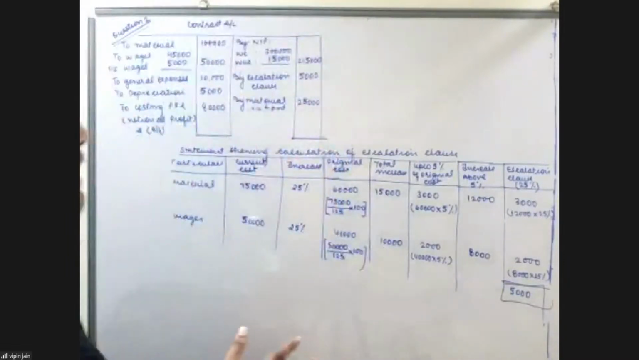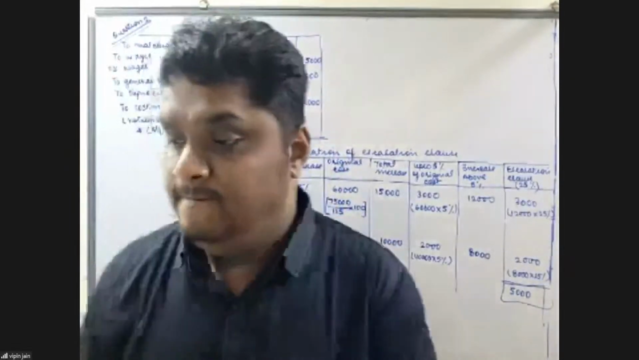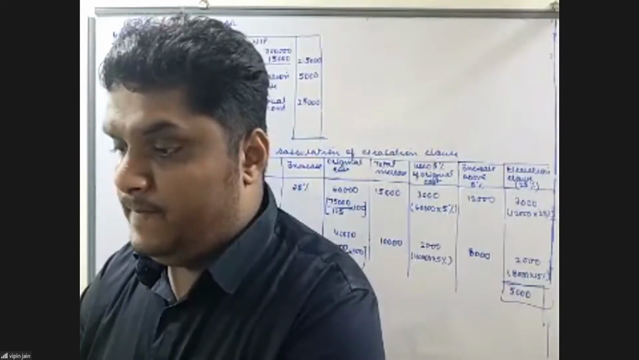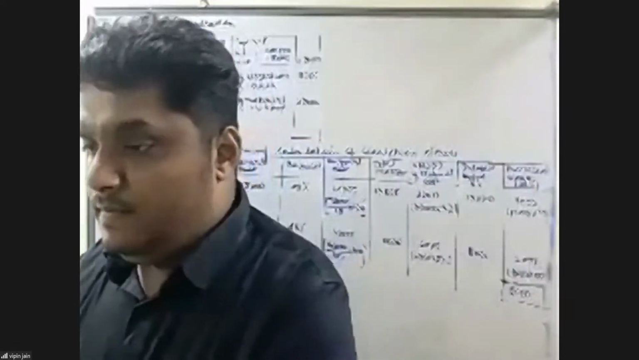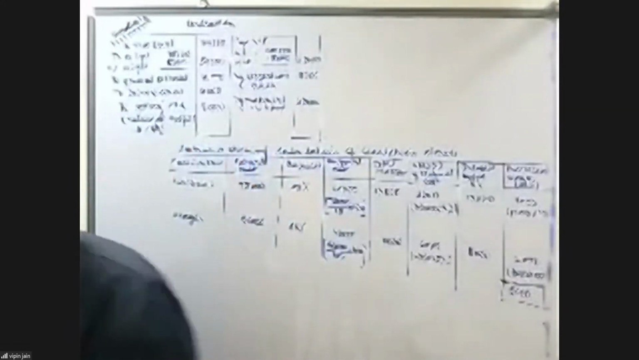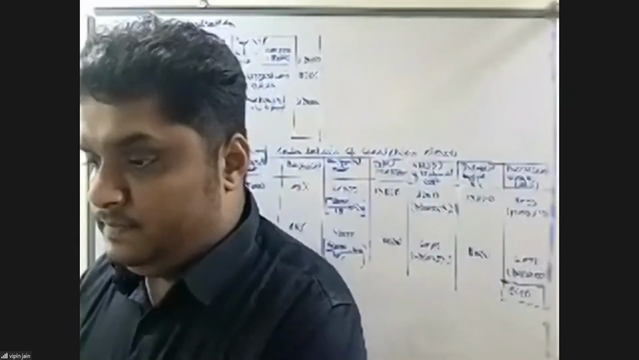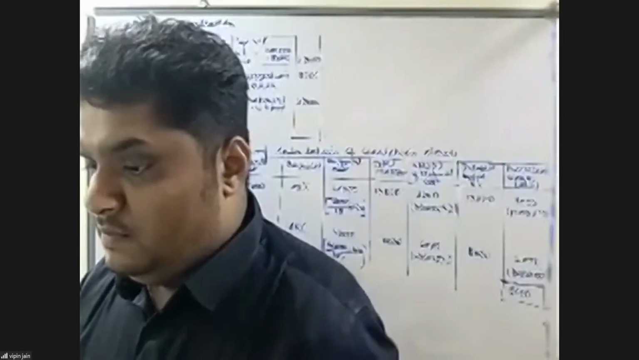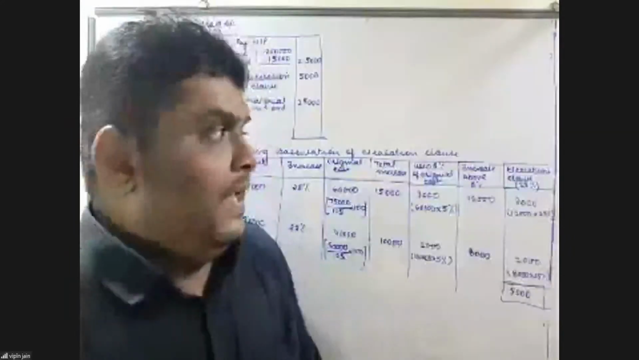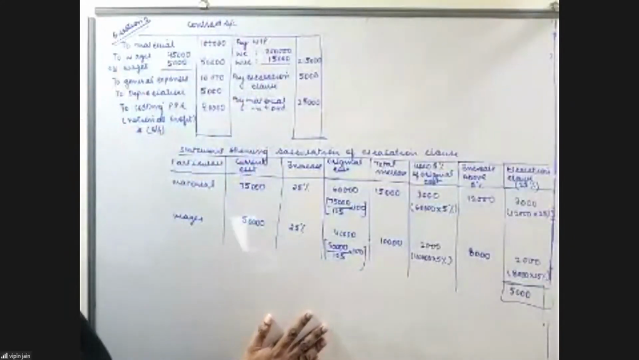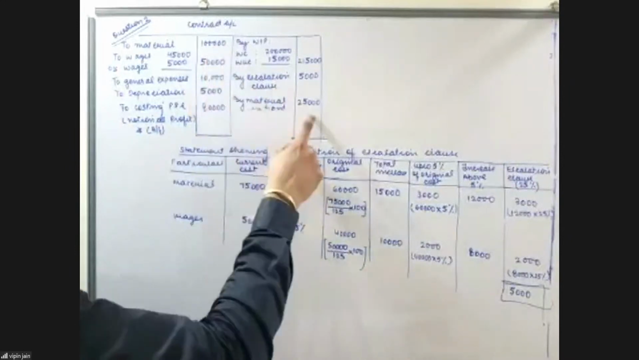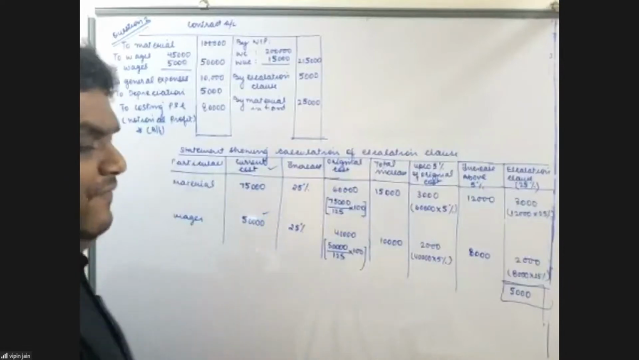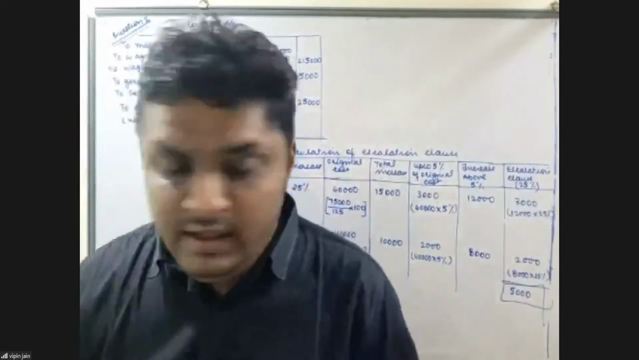So I'm explaining this part again. The current cost is 1 lakh minus 25,000. That is my current cost. That is 75,000 and 50,000 is my current cost.